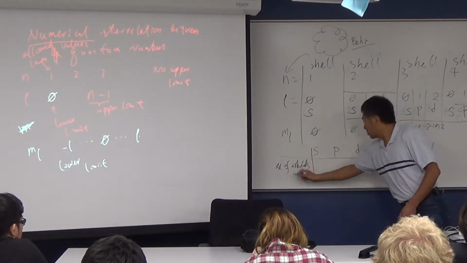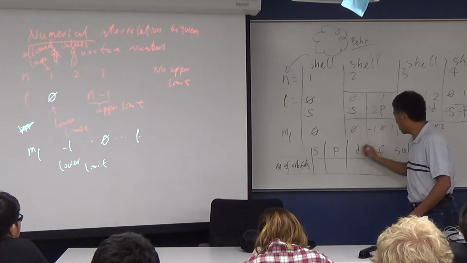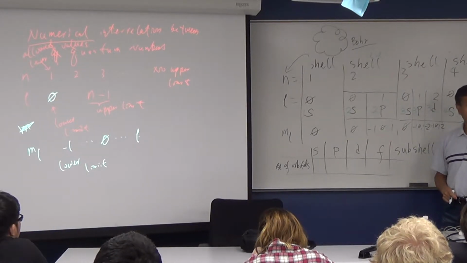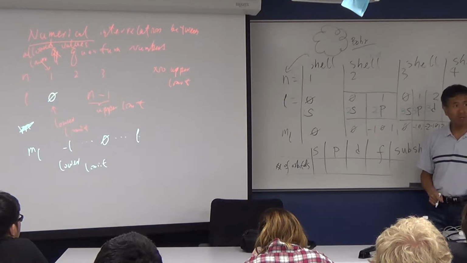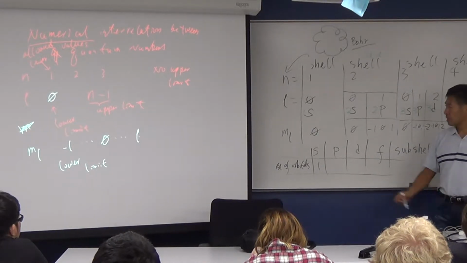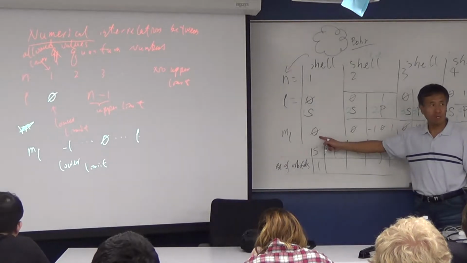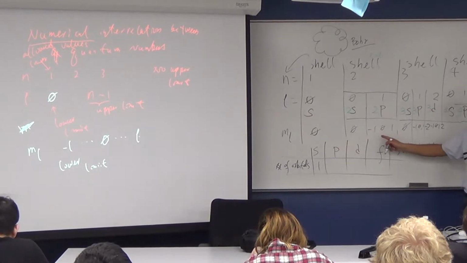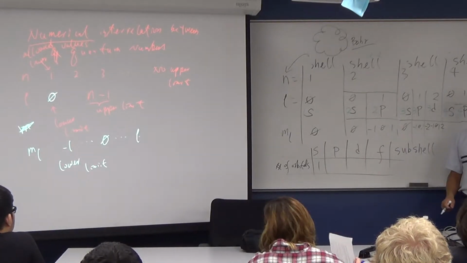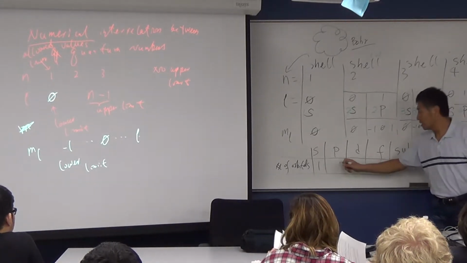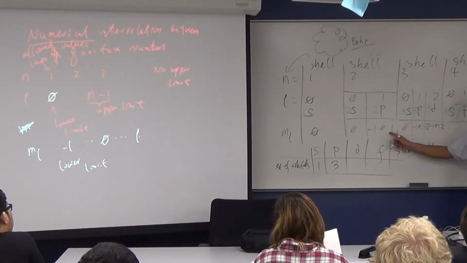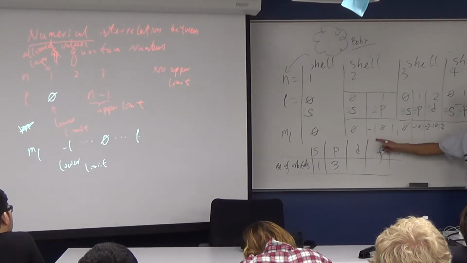So you can tell me how many orbitals are in the S? Why is there only one? There's only one number for ML there. Okay. How many orbitals for those P type? Do you remember? 3. Okay. Why are there 3? Similar reason. How many numbers for the ML? 1, 2, 3 numbers for the ML.